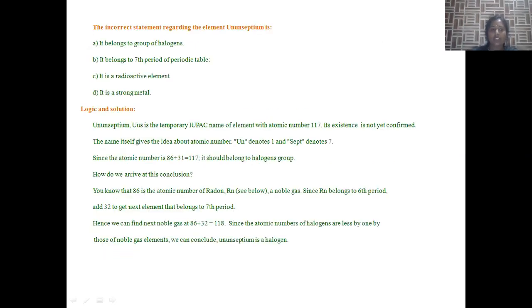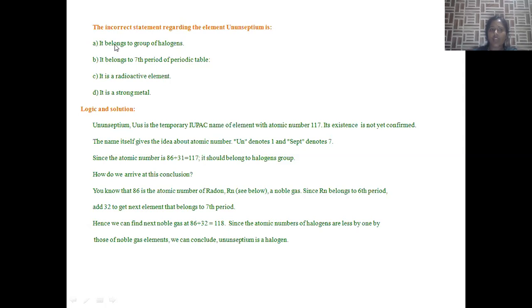And the next one: the incorrect statement regarding the element unseptium. The name is given by IUPAC, the International Union of Pure and Applied Chemistry, which is the internationally accepted nomenclature. According to that, first we have to know what unseptium is, then find the incorrect statement from these 4 options. Un stands for 1, un stands for 1 again, and sept stands for 7. So 117 is the atomic number of the element. From this data, we have to find out which is the wrong statement.